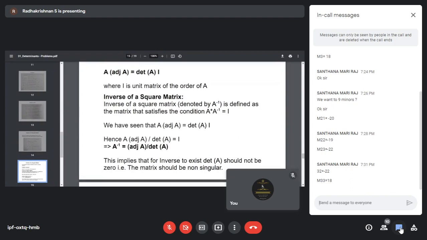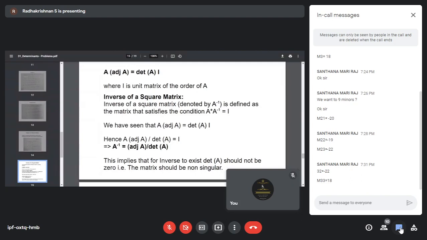So for the inverse to exist, determinant of A should not be 0. That means the matrix should be non-singular. A matrix whose determinant evaluates to 0 we call a singular matrix. This should not be a singular matrix. For a singular matrix, inverse is not defined.